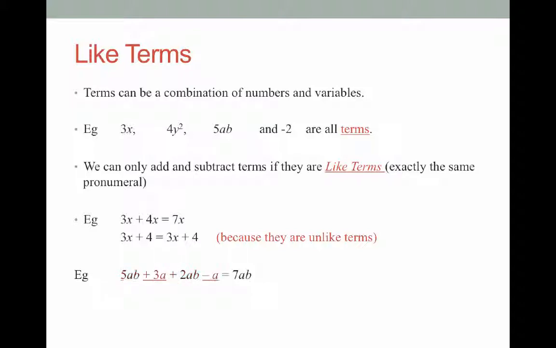Now I look at the other like terms. These are the 3a and the minus a. These I can put together. Now if I have 3a's and I take away an a, I'm left with 2a's.